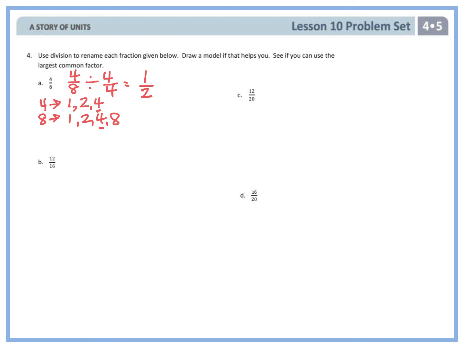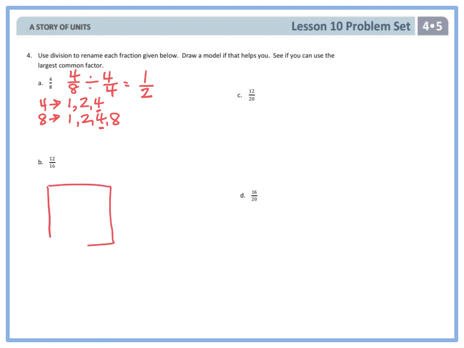Now you have the option, you can use division. If you need a model, you can draw a model to help you. But try and use the largest common factor if you can. Let's look at B. And I think we'll draw a model and we'll use the largest common factor on this one. So I'm first going to draw a model.